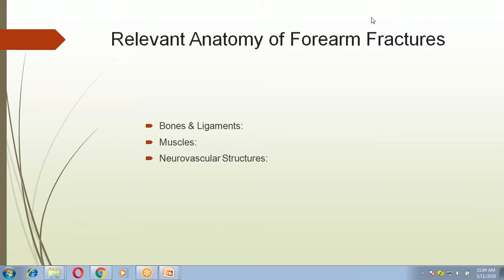So all of you must concentrate in this. First of all, if we discuss the relevant anatomy of the forearm in brief, first the bones and ligaments, then followed by muscles, then neurovascular structures.